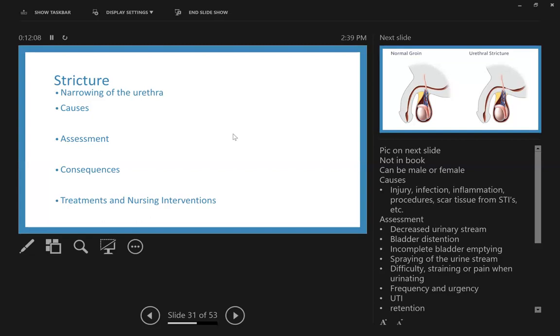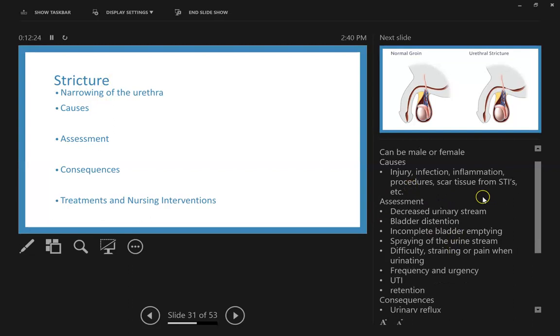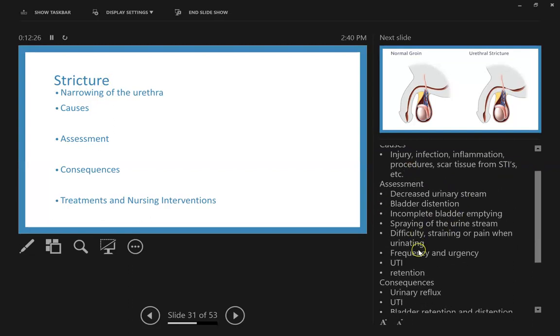Stricture. A stricture is the narrowing of the urethra. I have a picture on the next slide that you can see. This diagnosis is not in your book, so don't go searching for it too hard. This can be in males or females, where they have this narrowing of the urethra. It can be from inflammation, different procedures, scar tissue, or STIs.